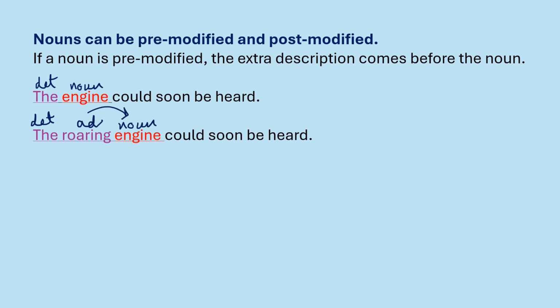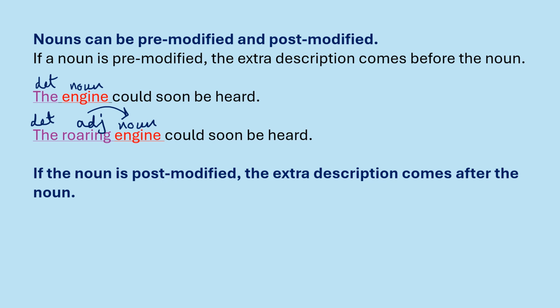So roaring is an adjective, and a reminder that roaring, yes, it can be used as a verb as well, but if we think about what job roaring is doing in that sentence, it's describing the noun engine, and therefore it's an adjective. And I've seen at least one GL 11 plus practice assessment paper which asks the word class of an adjective ending in ing. So always check what job the words are doing. If the word is describing a noun, it's an adjective. So we've modified that engine into being a roaring engine. The roaring engine could soon be heard.